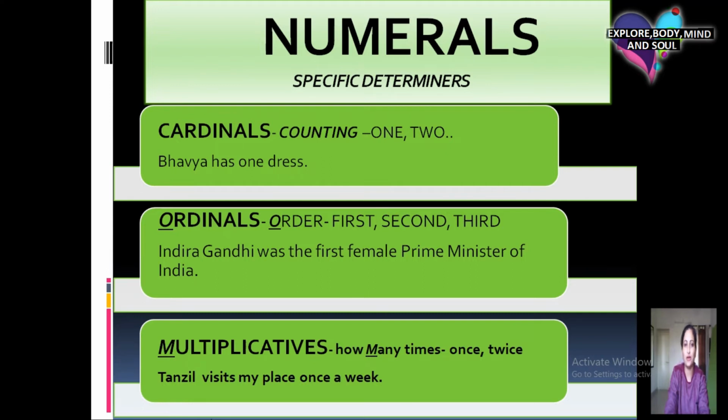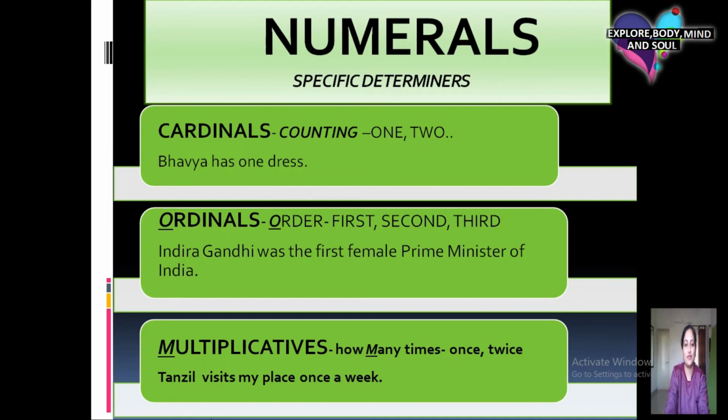Just a trick to remember what cardinals are. They are counting numbers, and the word cardinals begins with C, as does the word counting. So C and C we can remember. Cardinals are the counting numbers, that is 1, 2, 3, 4. Whereas ordinals begin with the letter O, and order also begins with O. So we can remember this way. They describe the order of the noun. For example, Indira Gandhi was the first Prime Minister of India.